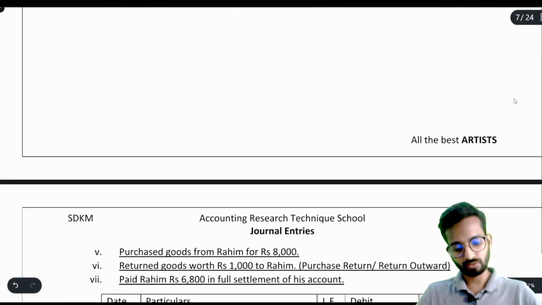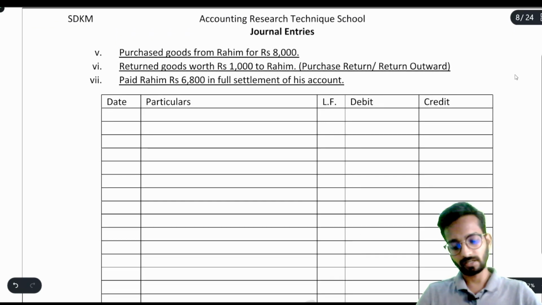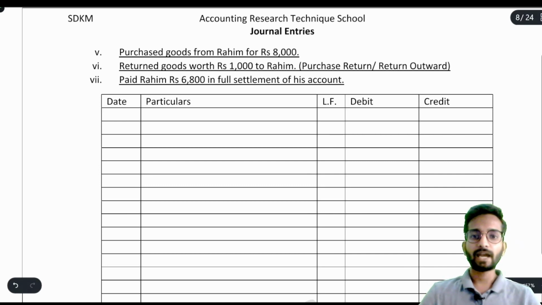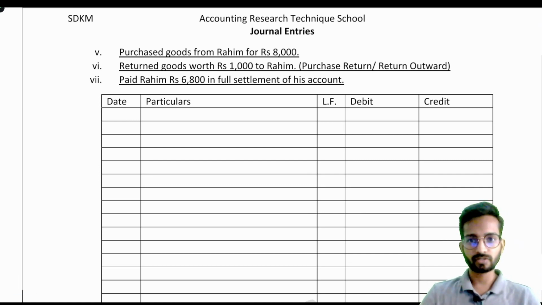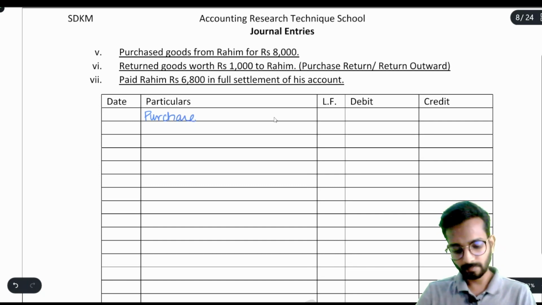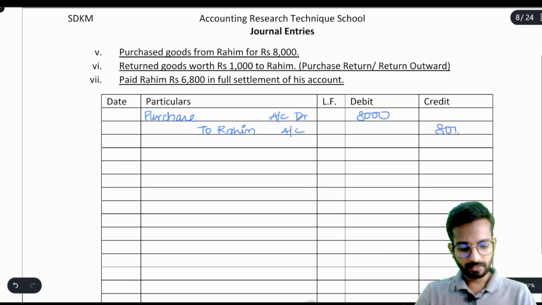Now, after this, the next question we have here is, now understand, purchased goods from Rahim for rupees 8,000. What is happening? I went to Rahim's shop, I purchased goods, but I have not made any payment to Rahim. So what will I write here? I will write purchase account debit to Rahim account, and the amount is 8,000. What does this mean? That goods I have purchased from Rahim are costing 8,000 rupees.